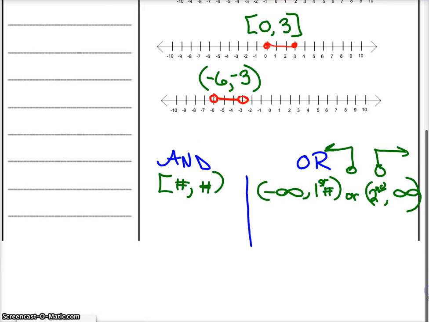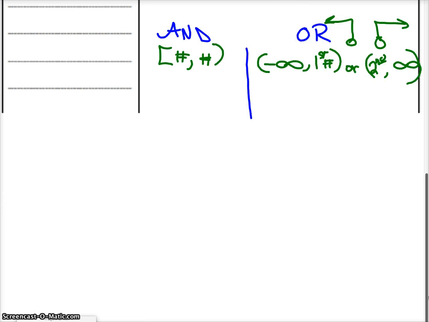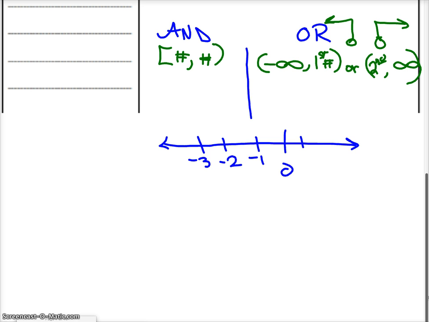That's really fun. Okay, I'm going to make one, and I want you to make one too. Okay? So just make a little number line. I'll go -3, -2, -1, 0, 1, 2, and 3. There's my number line.